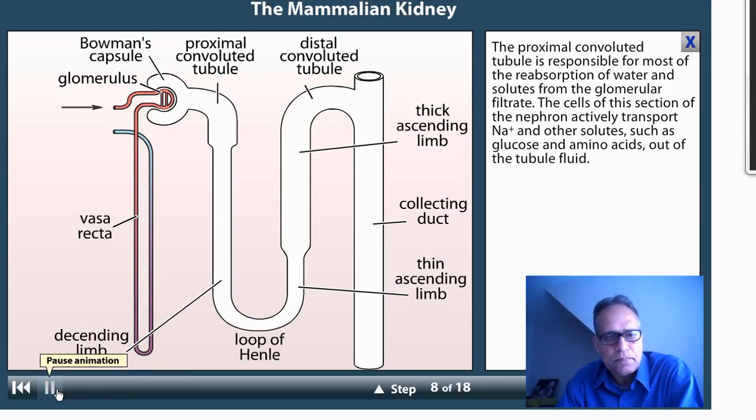So as you see, this is in the proximal tubule. As the filtrate is coming right in the proximal tubule, the sodium chloride, principally sodium here, goes out. This transports out.